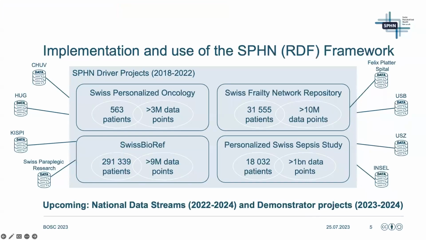On the implementation side, a couple of driver projects have already received data from different Swiss university hospitals and other partners between 2018 and 2022. The number of data points varies between millions and even billions of points. Since 2022, the national data streams have been launched and they are expecting data in RDF, and the purpose would be to build a common knowledge graph. So we can state that the SPHN Semantic Interoperability Framework is being put into use in the Swiss community.